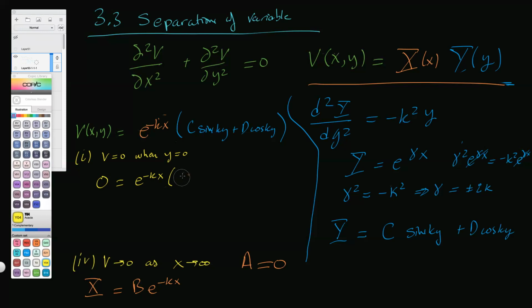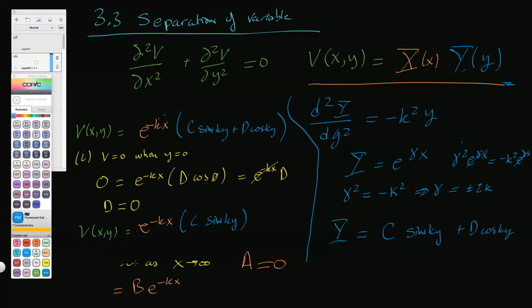Sine of 0 is 0, my bad. And then D cosine of 0, which is 1. So we get e to the minus kx D. The e to the minus kx just cancels out, we don't care about it. But this tells us that D equals 0. Let's rewrite this solution one more time. V of x, y equals e to the minus kx, and then C sine of ky. Okay, excellent.